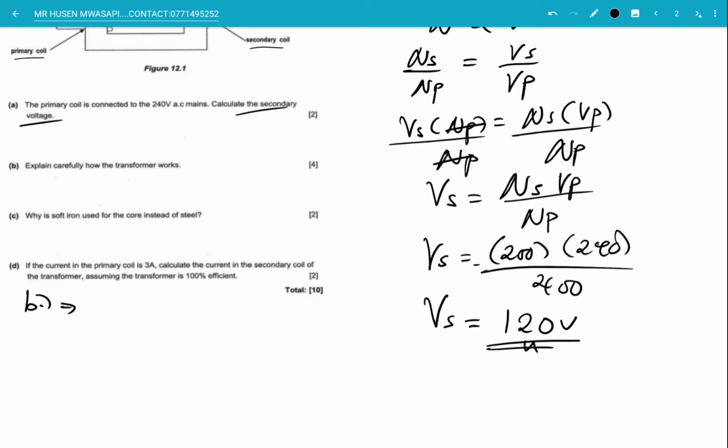So the working principle of a transformer is that, firstly, the EMF is supplied. So the EMF is supplied to the primary core.